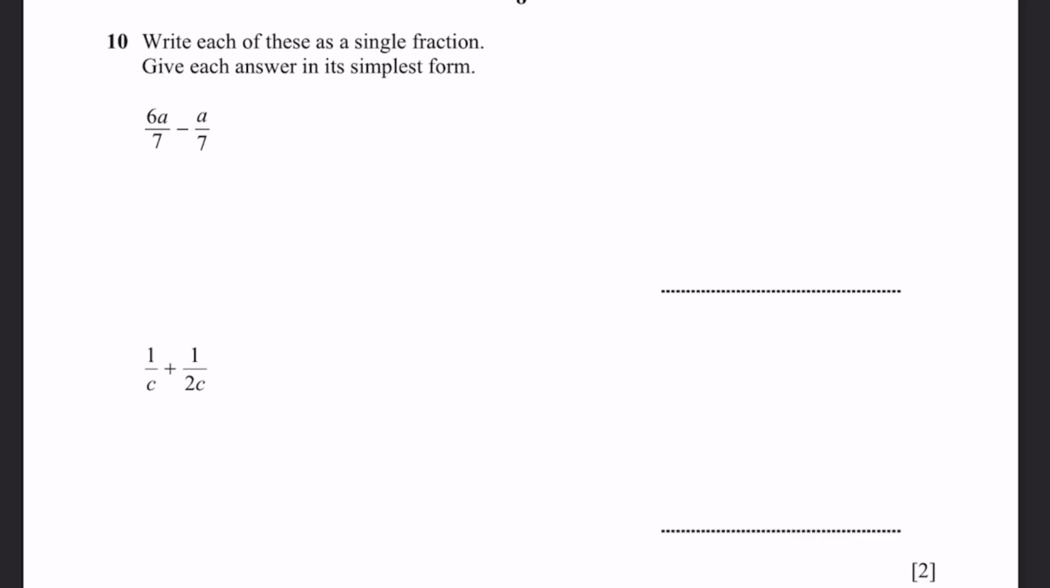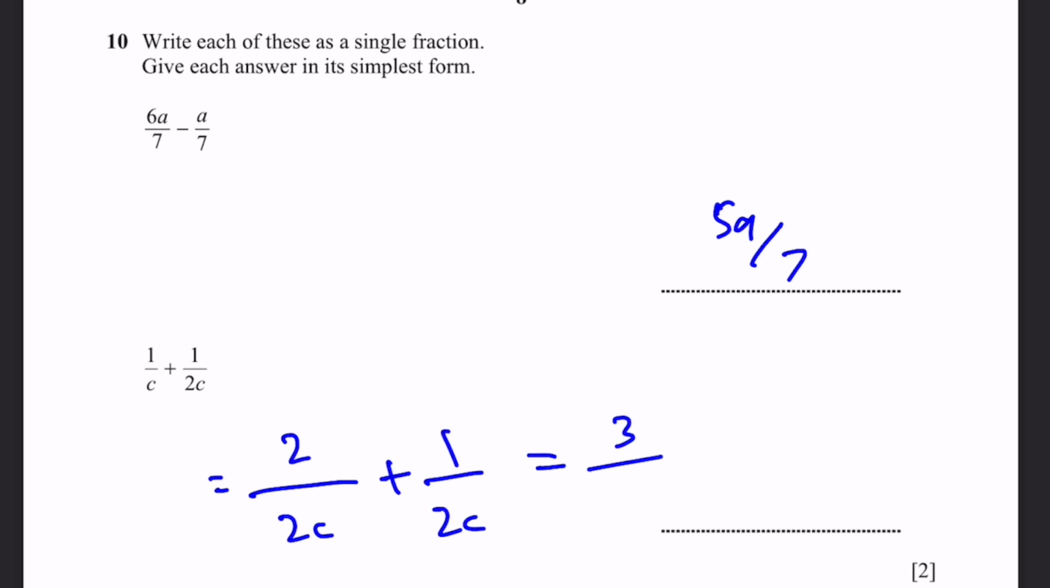That's the answer. Question 10. Write each of these as a single fraction. Give each answer in its simplest form. 6a by 7 minus a by 7. So that's equal to 5a by 7, as quite obviously seen. 1 by c plus 1 by 2c. That's equal to 2 by 2c plus 1 by 2c, which is equal to 3 by 2c. And that's also quite easy to solve.